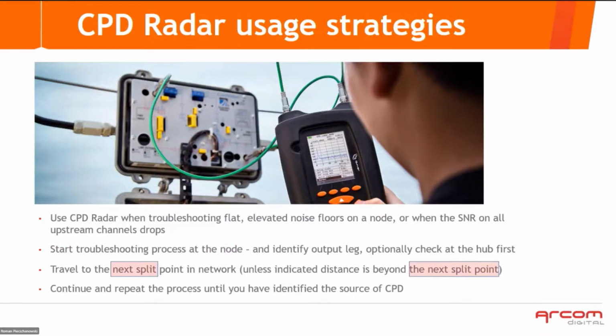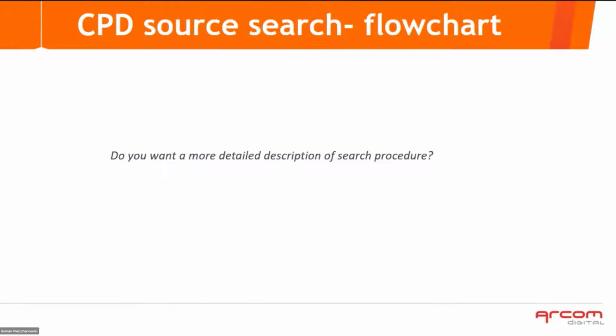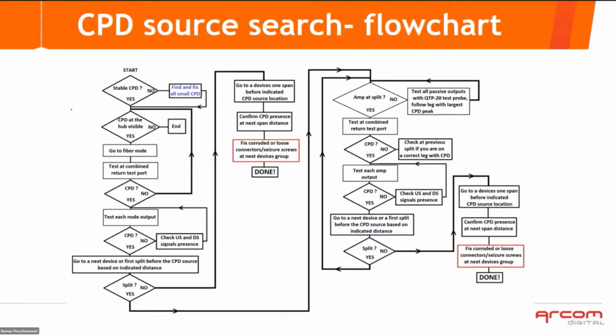Then you go to the next split point of the network on that leg. And if there are more split points to go through, you verify the signals at the next split point. Continue and repeat until you are on a straight leg to the CPD source, and test again one span before the expected CPD source location. For those who are interested in a more detailed description of how to act, here is the flowchart.